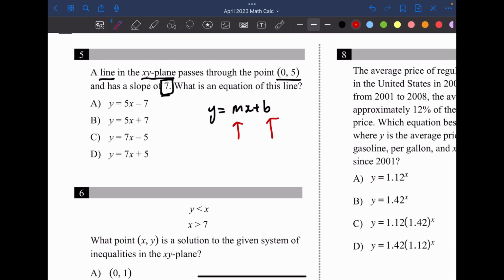So already, before we even start, we can cross these two out because they had a slope of 5. These are wrong. So that's the first step. We know that m is equal to 7. Second step, we have this point over here.